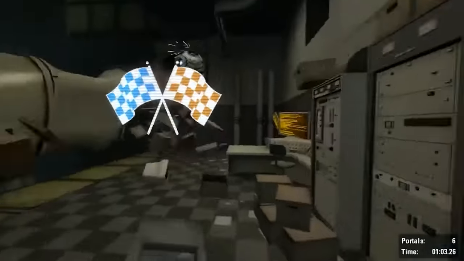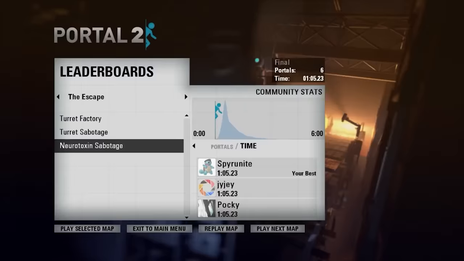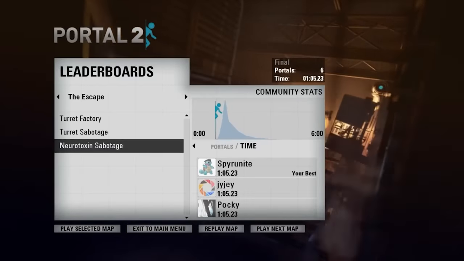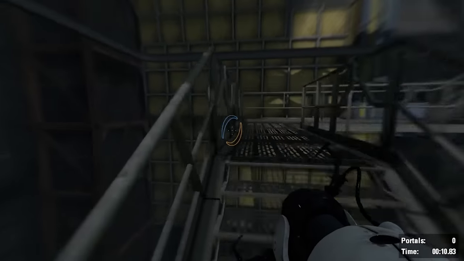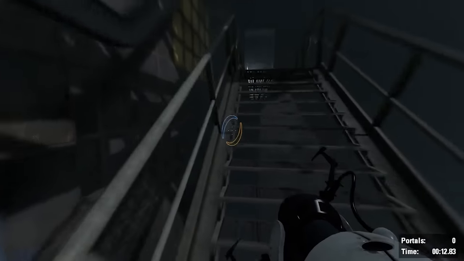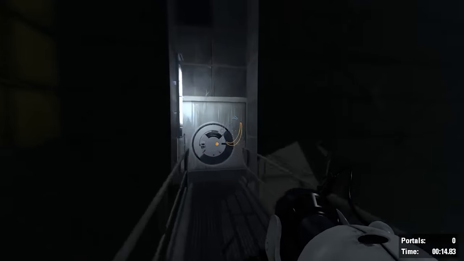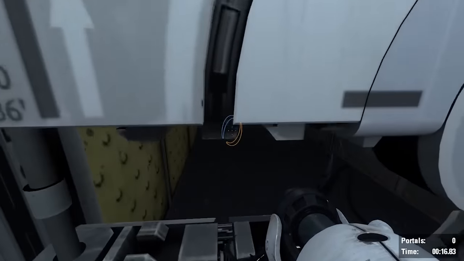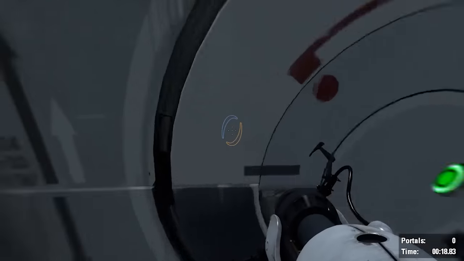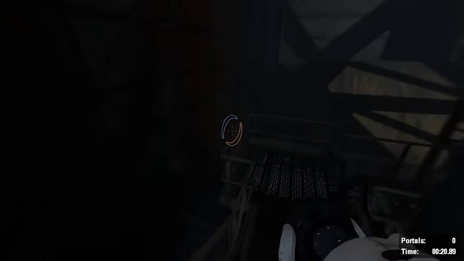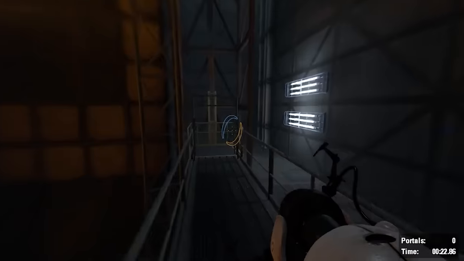And he was right, as within the week, runners were starting to match this 105 time. But how exactly did Pocky manage to save 2 full seconds? The answer is simply just better movement leading up to the control room. More specifically, Pocky had a much better understanding of Portal 2's soft speed cap.